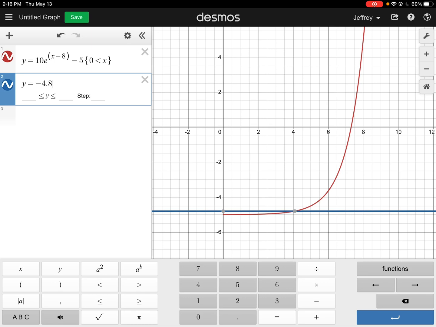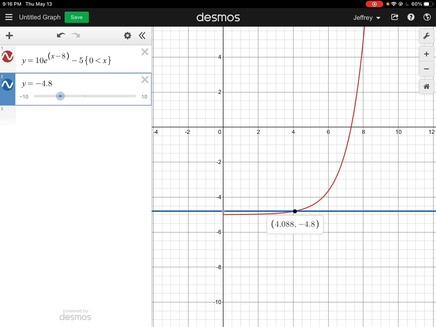0.8. Okay, so now again I need to make sure that I don't have the functions where I don't need them. So right here I'm going to click on where these two functions intersect. Okay, so the x value is what's important. So on the x value, they intersect at x equals 4.088.